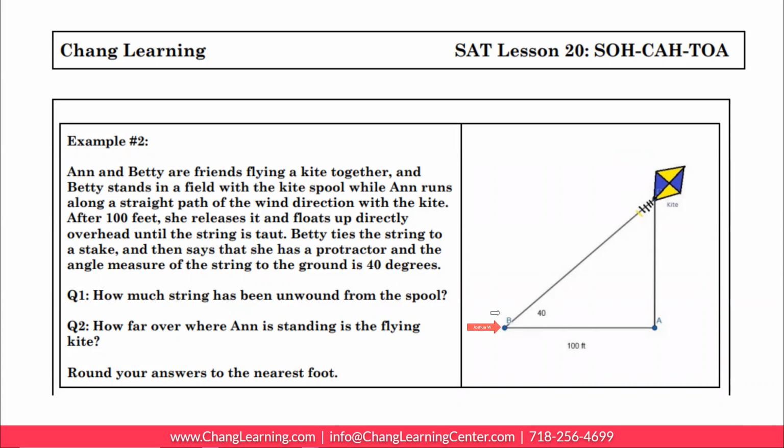Two questions. How much string has been unwound from the spool? That would be this distance, the hypotenuse. And how far over where Anne is standing is the flying kite? That's h up here.